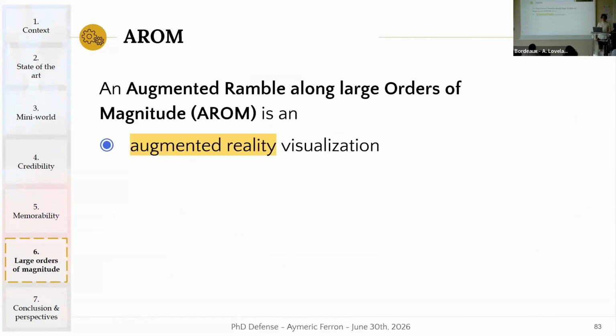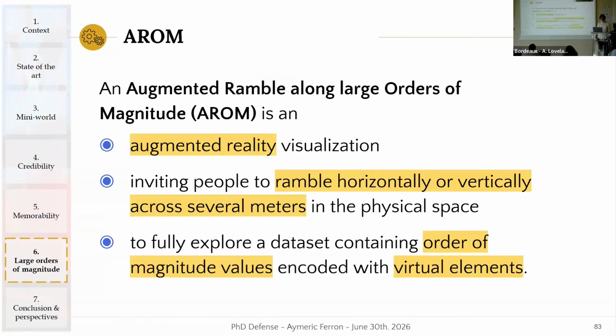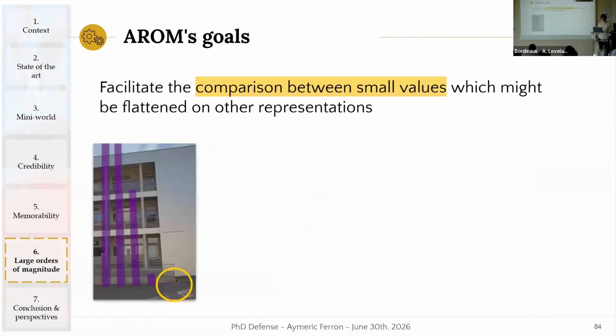It's an augmented reality visualization. It invites people to wander horizontally or vertically across several meters in the physical space. The goal is to fully explore a dataset containing order of magnitude values encoded with virtual elements. So AROMs could have three goals.